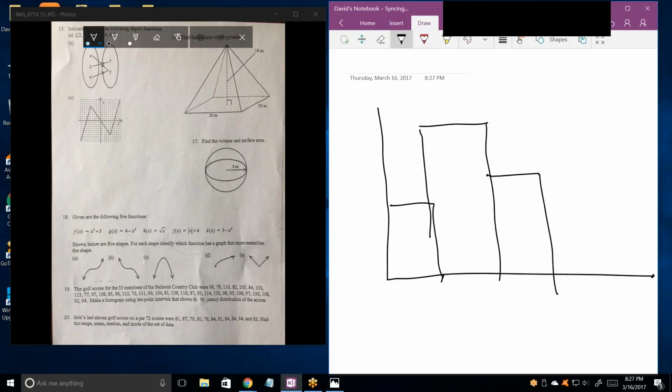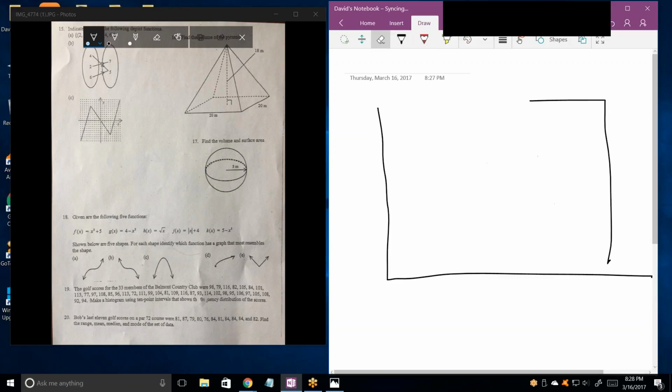In other words, it's a bar chart. Yeah. Okay. Well, what they mean when they say make a histogram using 10-point intervals that show the frequency distribution of the scores, well, it's not the one I drew, but first of all, we have to figure out what the frequencies are going to be of each bar. And they have suggested we use 10-point intervals.